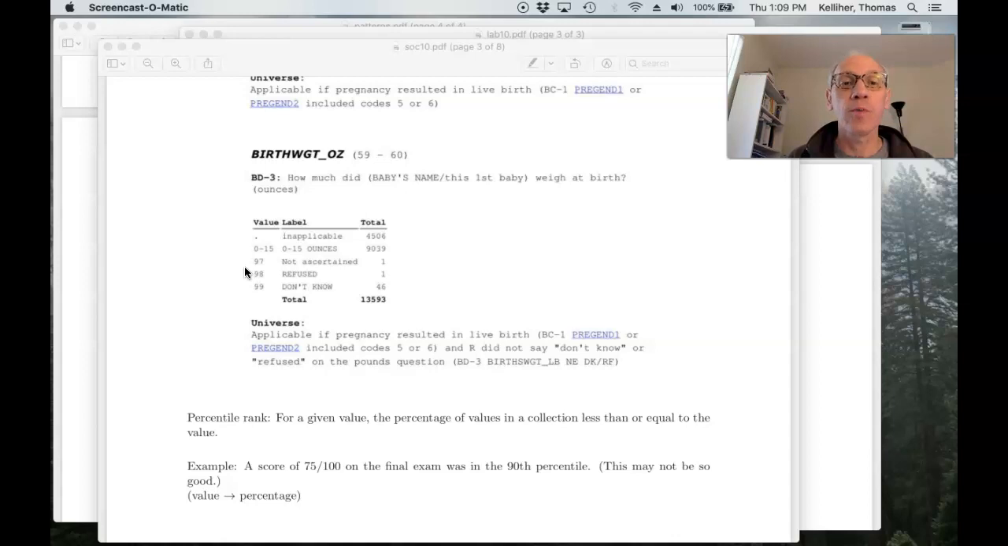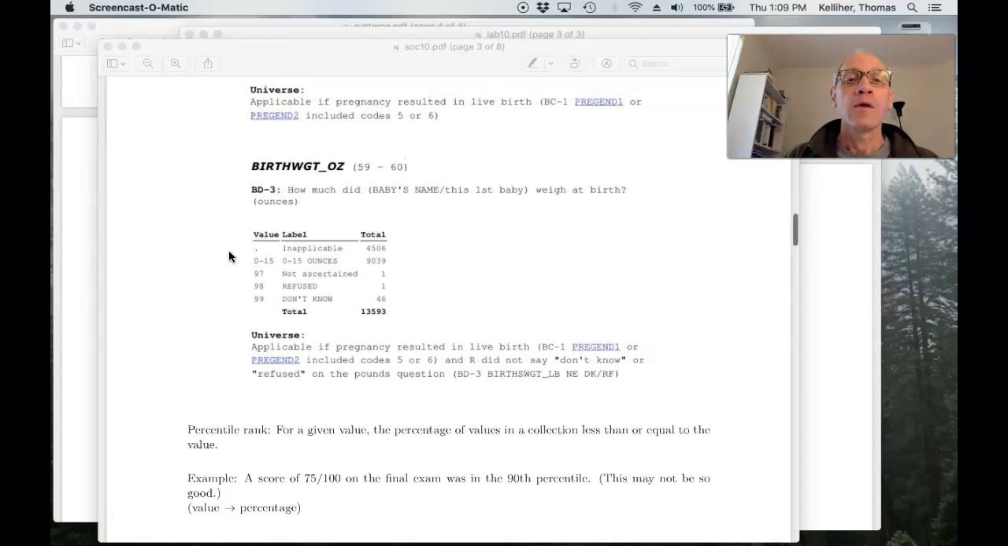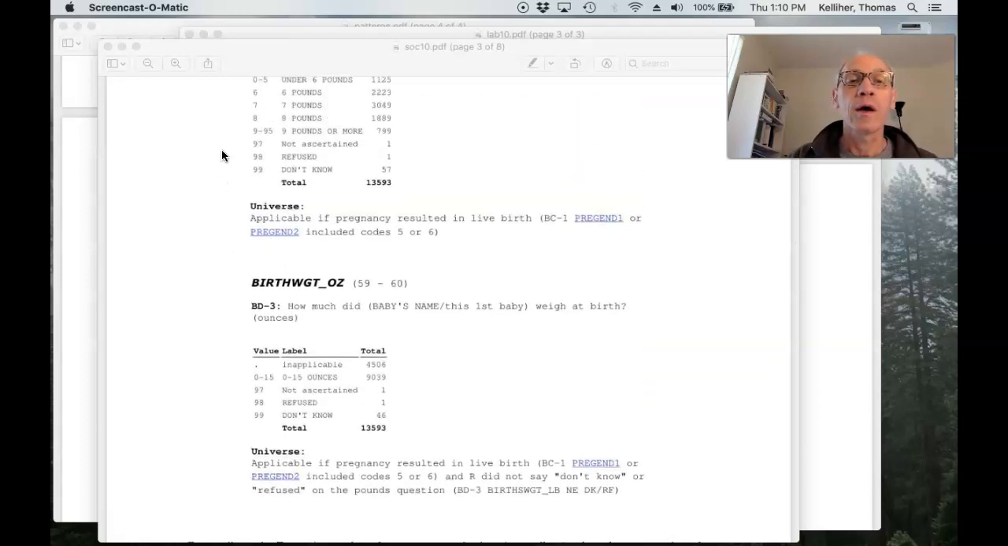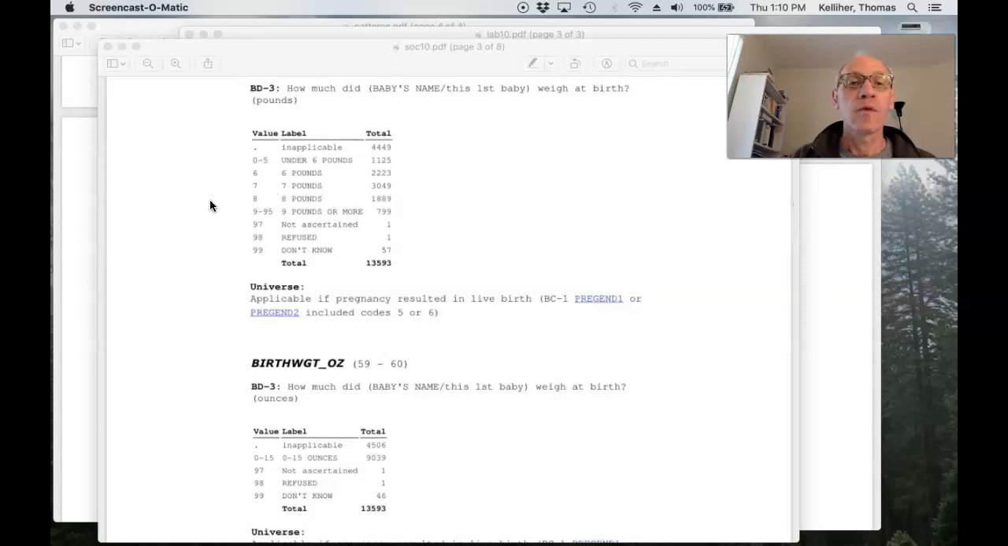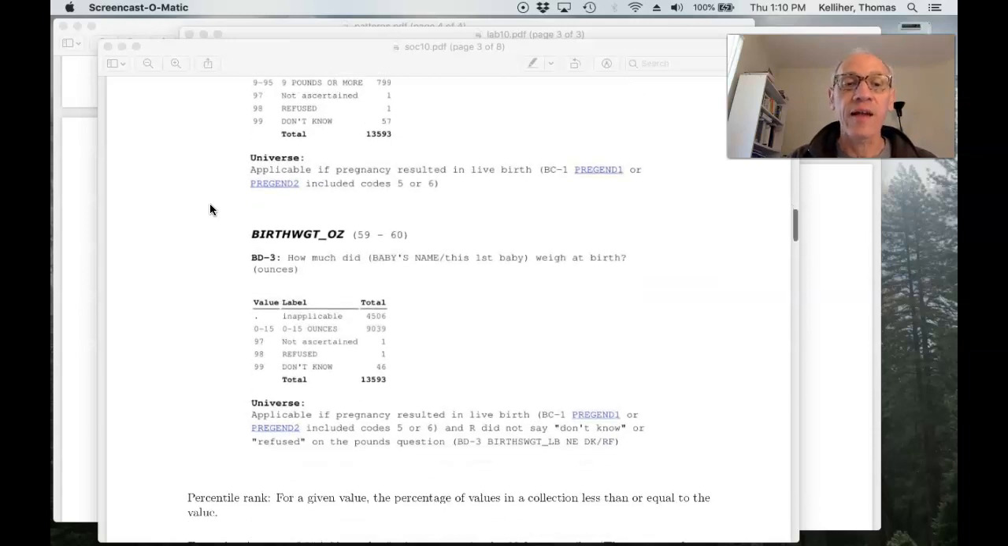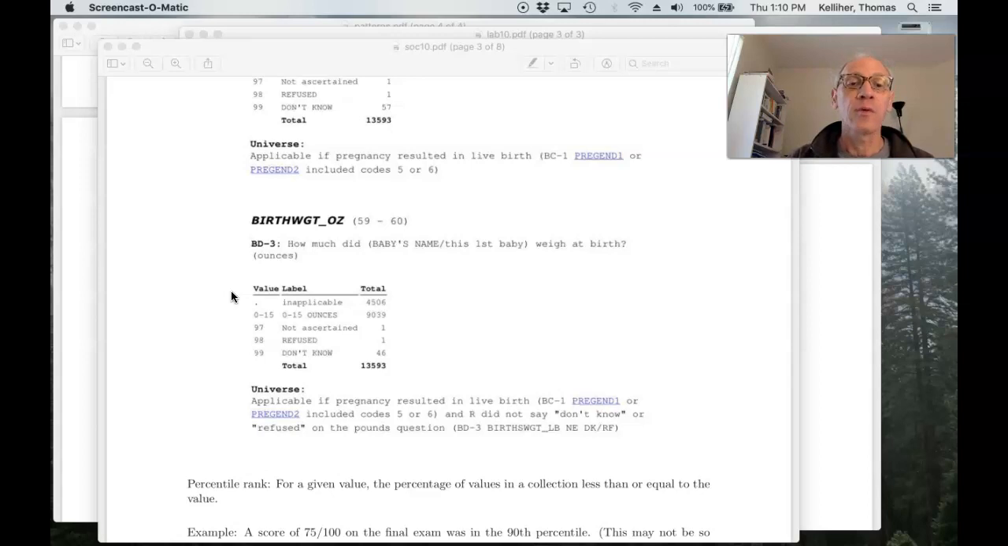Okay, here's the codebook information on birth weight in ounces. Similarly, we have some inapplicables and also these not ascertained, refused, don't know values that we need to clean. For birth weight in ounces, we want to only work with those records where the field value is between 0 and 15. As you'll see in the lab overview, we use a nested conditional to do the cleaning for both of these. We have one conditional for the birth weight in pounds, and then beneath that we nest a second conditional, an if statement, for birth weight in ounces. You'll see more on that with the lab overview.